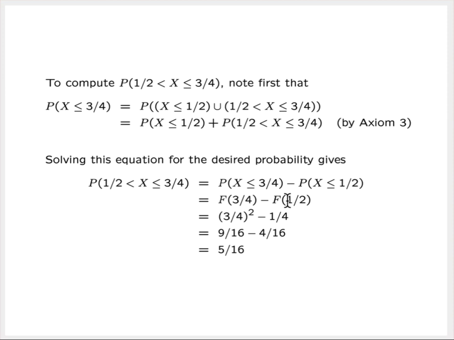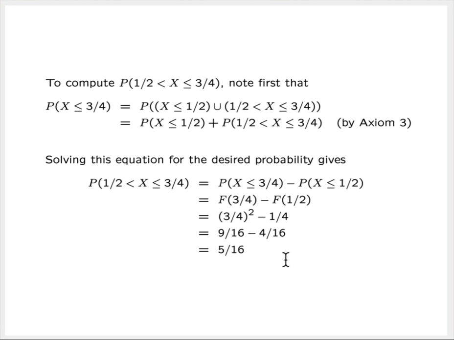And since we already have the CDF, and we've already calculated some of these probabilities. In fact, we already calculated the probability that x is less than or equal to 1/2. We found that to be 1/4. And we also evaluated this guy too. So that is 3/4 squared, or 9/16. So what we end up with is a really nice way to calculate the probability that x is greater than 1/2 and less than or equal to 3/4. It's given by 5/16.